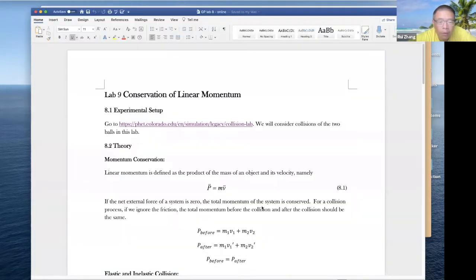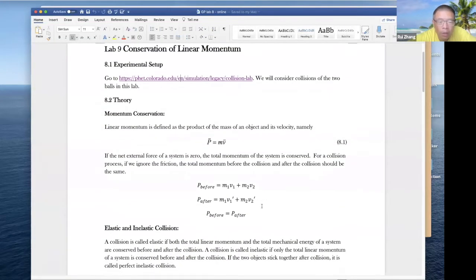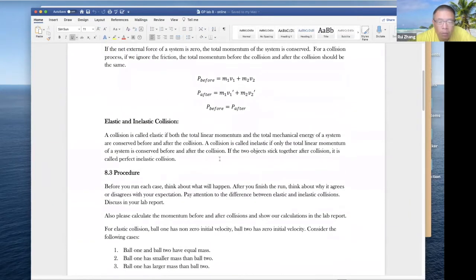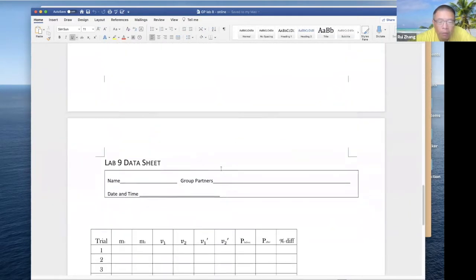Now, so what do we do here? We're going to talk about some collisions, and we're going to try to use conservation of momentum. We'll verify conservation of momentum here, okay?